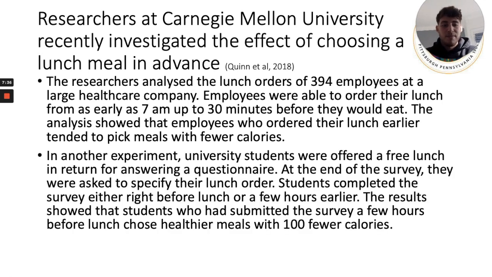They also did another experiment, which was offering a free lunch after they completed the survey, and the earlier the survey was done, the fewer calories people chose in their lunch.